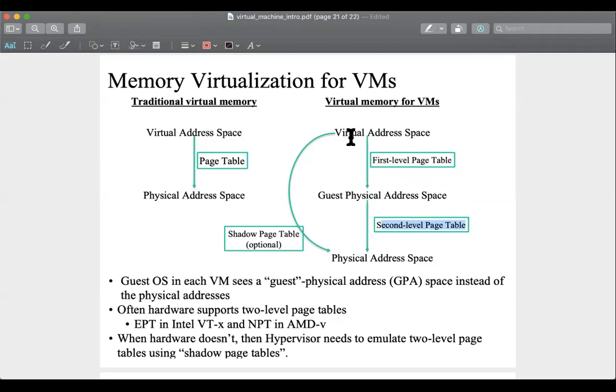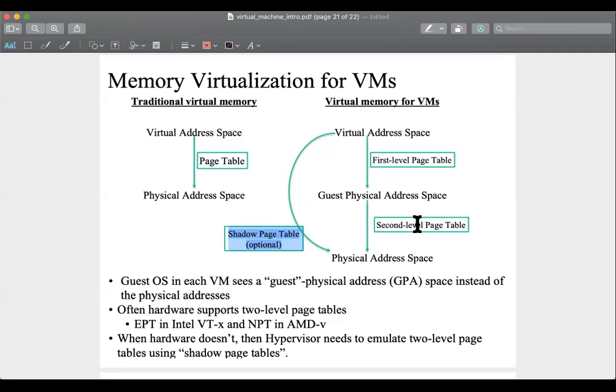So the hypervisor says for every virtual page number, what's the guest physical page number and what is the physical page number? Once you have a virtual to physical page number mapping, you would stick it inside another page table called a shadow page table, and the shadow page table will be the real page table. So it's kind of a compressed view of the first level and second level page table.